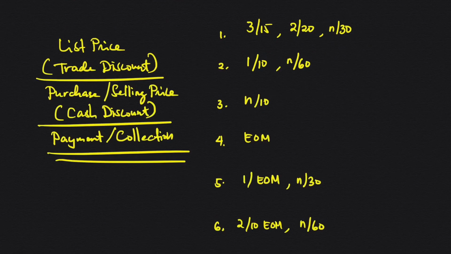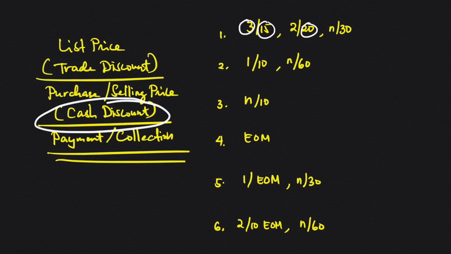Now I will talk about cash discount. Consider the following terms. For the first, 3/15, 2/20, n/30. This means that if you pay within 15 days, you get 3% discount. If you pay within 20 days, you get 2% discount. And if you pay within 30 days, you get no discount. And this also means that you are given a maximum of 30 days to settle your balance as a buyer. And this can also be explained by using a timetable like this one.